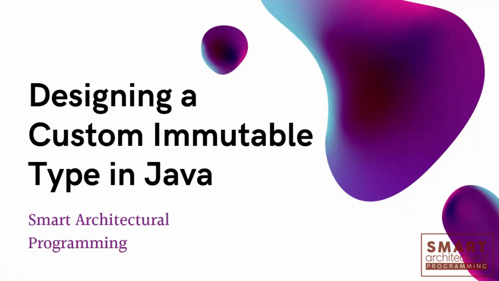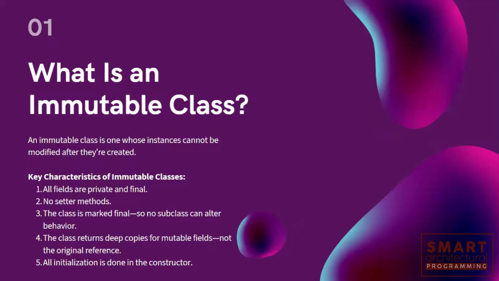Let's get into it. To understand custom classes in Java, first we need to understand what an immutable class is. An immutable class is one where instances cannot be modified after they're created. Once the constructor finishes execution, the state of the object is set in stone.